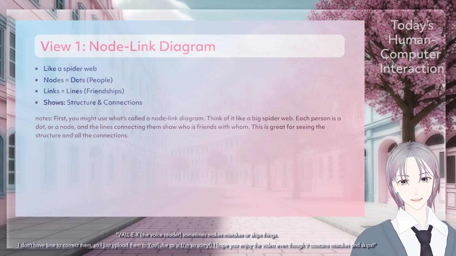First, you might use what's called a node-link diagram. Think of it like a big spider web. Each person is a dot, or a node, and the lines connecting them show who's friends with whom. This is great for seeing the structure and all the connections.